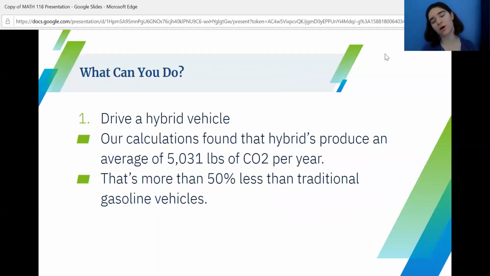So what can you do? Part of our project, like I mentioned, was examining the lifestyle choices you can make to help reduce your carbon footprint. So we did a few calculations in our project, but for this presentation, we included just one. So a hybrid vehicle, using EPA figures, we were able to calculate that a hybrid vehicle produces around 5,000 pounds of CO2 every year, which is basically half that of a traditional gasoline vehicle. So if you were to drive a hybrid for the average 13,000 miles each year, you'd be contributing less than half the CO2 produced by a traditional gasoline vehicle.